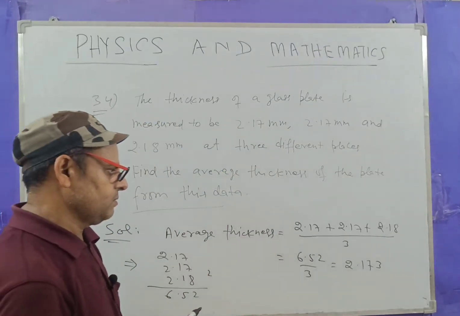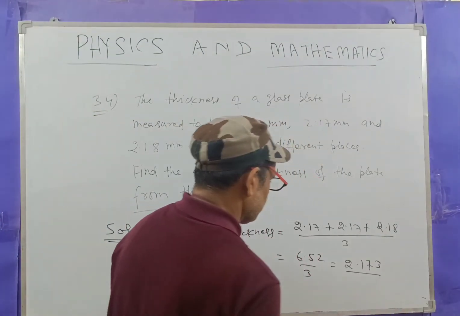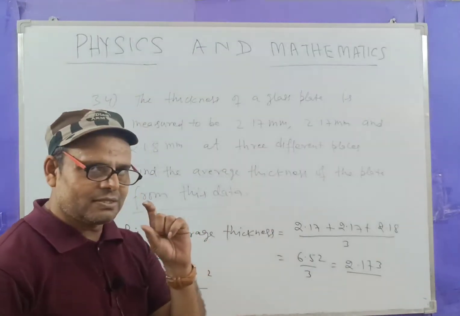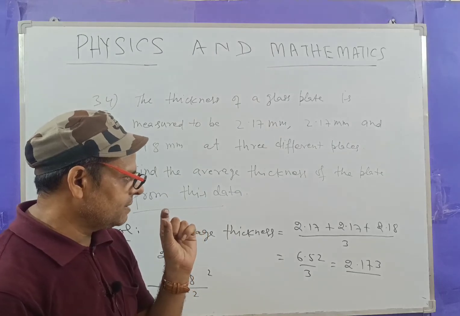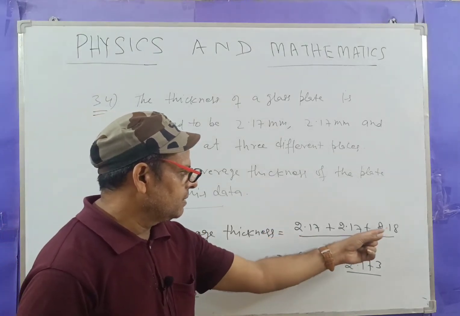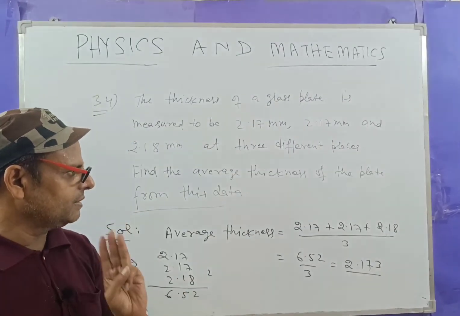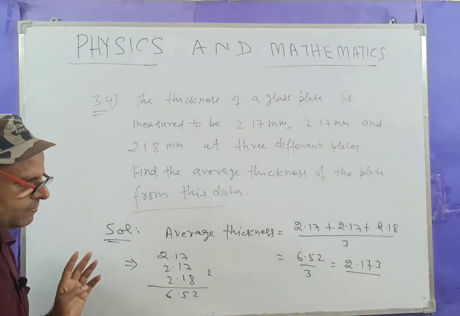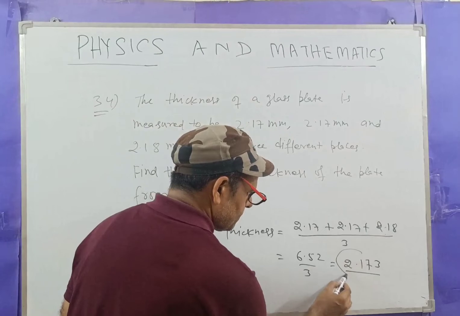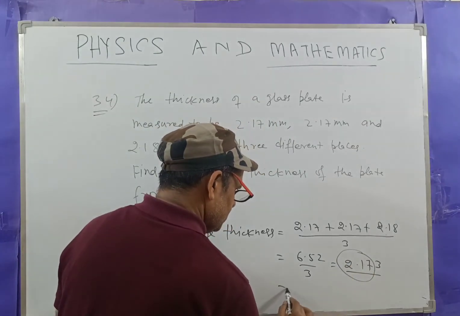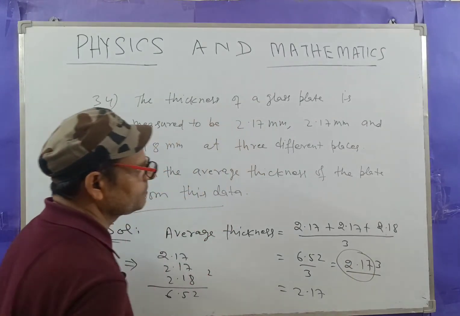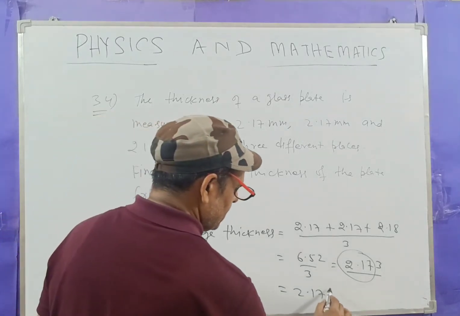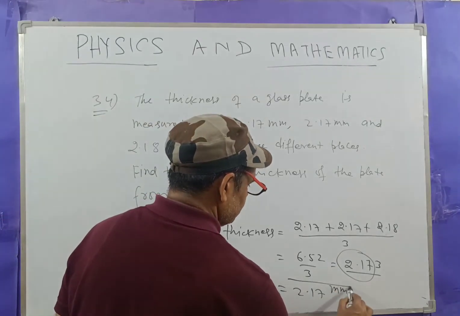And so on. But the answer, the smallest number of significant figures in every measurement is 3. So the answer will be in 3 significant figures. That is 2.17. 2.17 millimeter, mm. This is the answer.